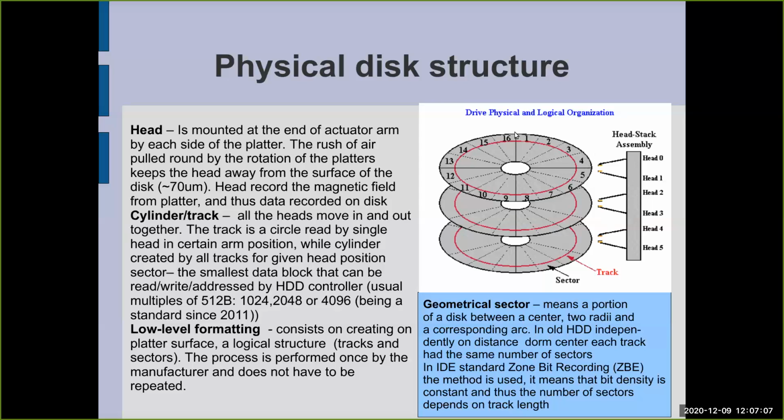So what was done? The geometrical sector was replaced. On tracks which are next to the rotation axis, there are fewer sectors than on the outer tracks, but the data density is constant. So we can store data with the same density.